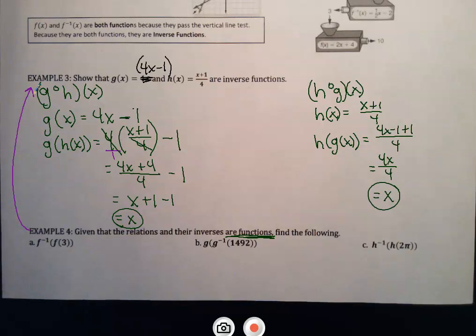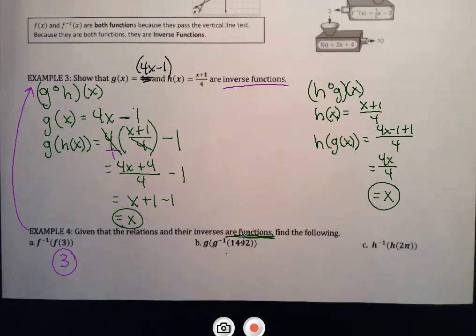Because you just did this, right? You did g of h of x, and what did you get out? x. You did h of g of x, and what did you get out? Because they're inverse functions, right? So if you do the inverse of f and f of 3, what are you going to get out? So if you do g of the inverse of g of 1,492, what are you going to get out? 7. Come on. I know you can do this.